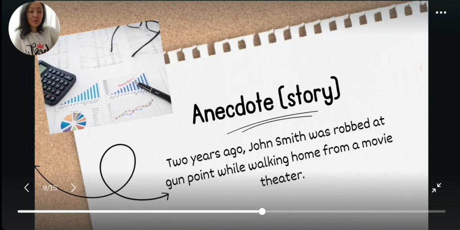So here we have the words robbed at gunpoint while walking home. So these words are important because everybody can imagine themselves doing this. And of course, when something is dangerous, we feel kind of scared, and it will make us want to read further.